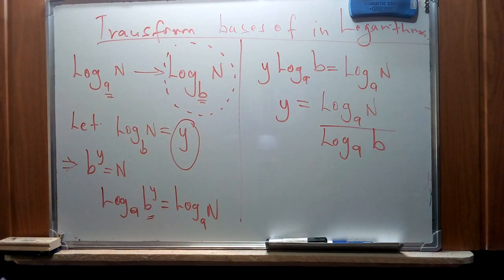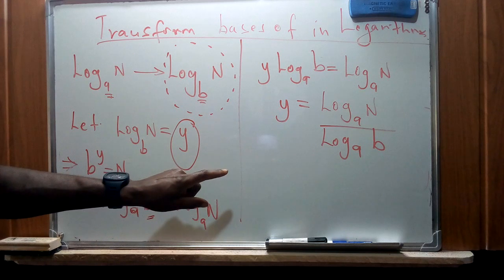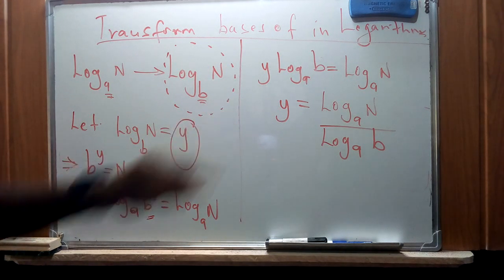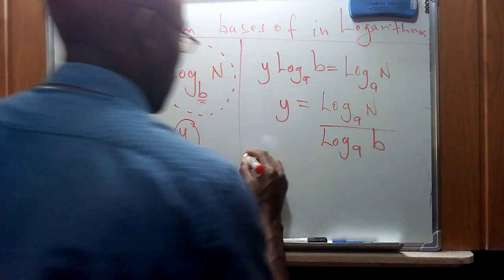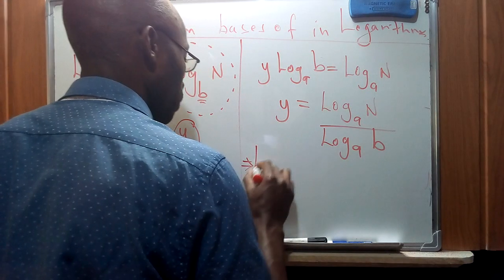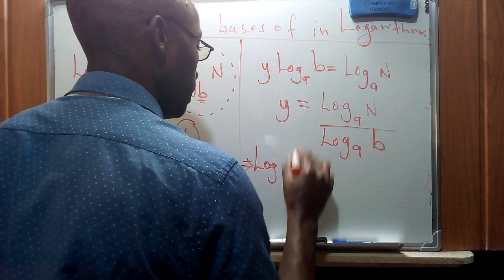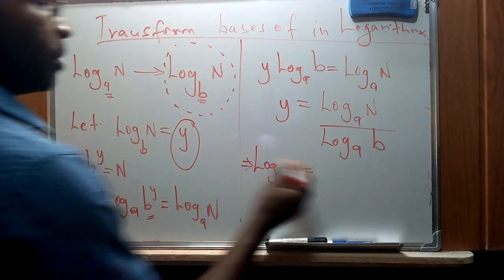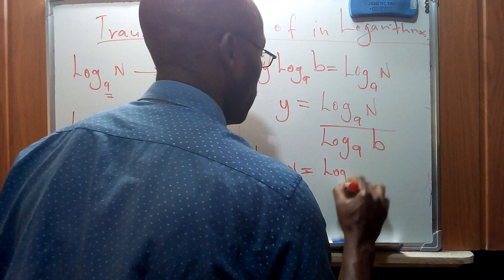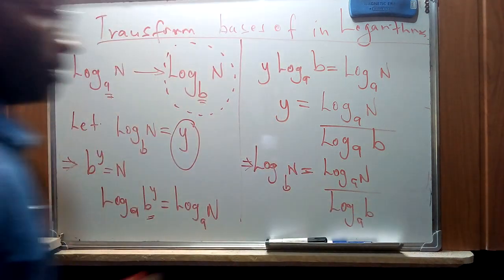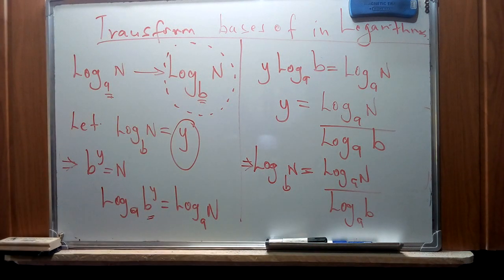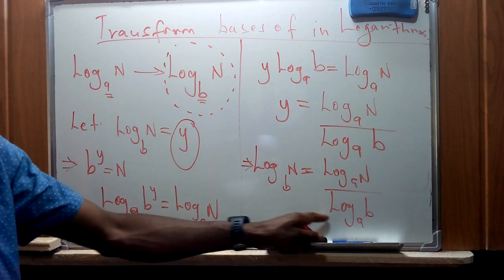So in this case, we are going to see that y can be represented as log to base a n over log to base a b. So implying that, given we had said log to base b n equals y, then we can do a substitution for y here and say log to base a n over log to base a b is equal to log to base b n. So therefore log to base b n can be represented as log to base a n over log to base a b.